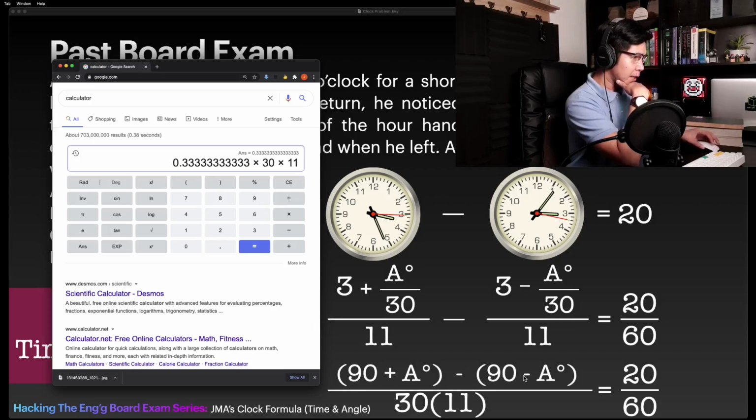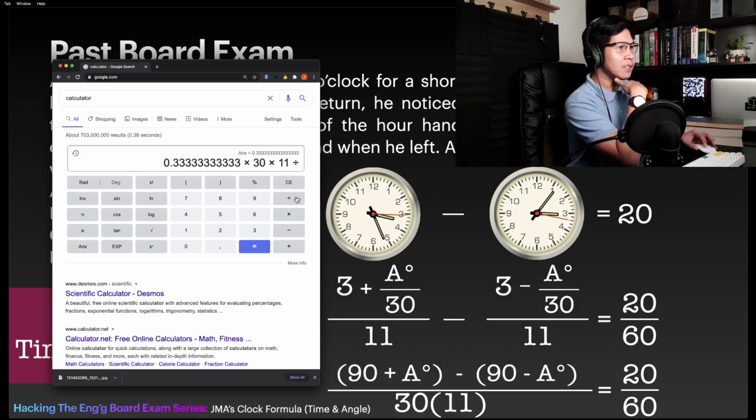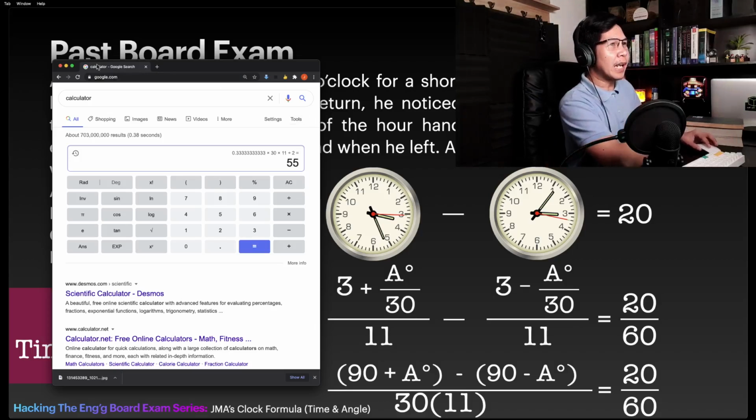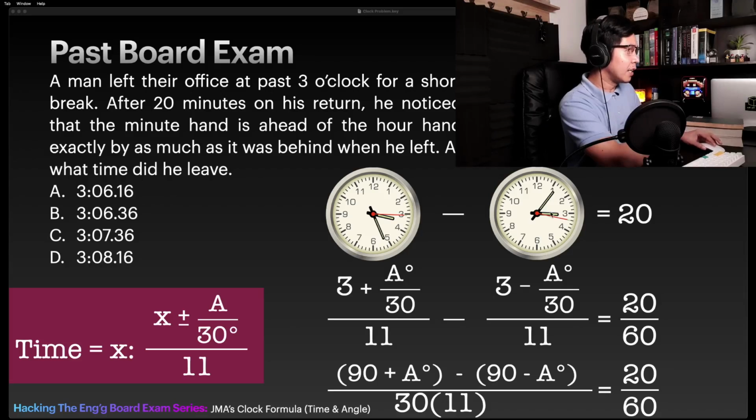And then minus minus, so this will become positive. So that will become 2a. So this will become 2a here. So our output is we need to divide this by 2. So the angle is 55 degrees. The angle when he left is 3 something. This is 55 degrees. When he came back after 20 minutes, this is still 55 degrees. And this is 3 something.